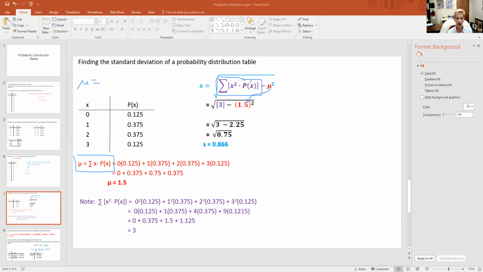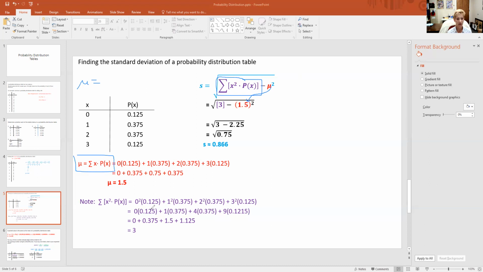So remember your order of operations. I've got 2 things inside this parenthesis. I've got an exponent and a multiplication. So remember, by order of operations, I've got to do the exponents first. So I've got to square the x's before I multiply. So I'm going to square this 0 first, and square that 1 first, and square that 2 first, and square that 3 first. So when you square 0, it stays 0. When you square 1, it stays 1. But when you square 2, it turns into a 4. And when you square 3, it turns into a 9.